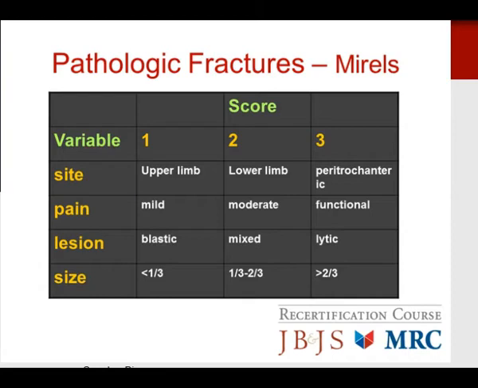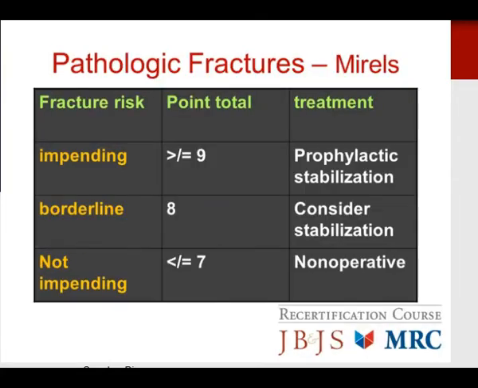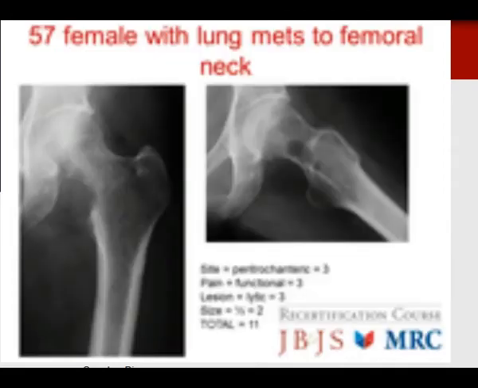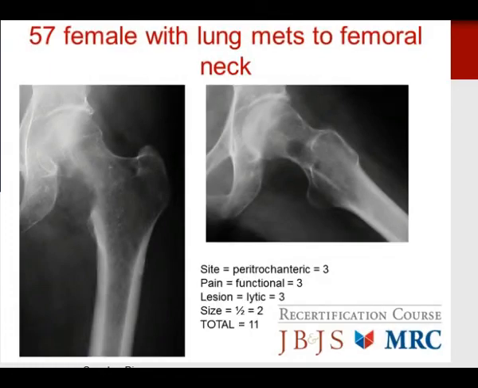This is referring to the actual size of the lesion affecting the cortex. When you look at these scores, they're pretty tight, but it can give you an idea. A patient who has a score under 7 may not require therapy. It may be considered for 8 or greater, and the higher the number gets, the more strongly you want to consider. Here's an example. Here's a patient who presented with a lung metastatic disease to the femoral neck.